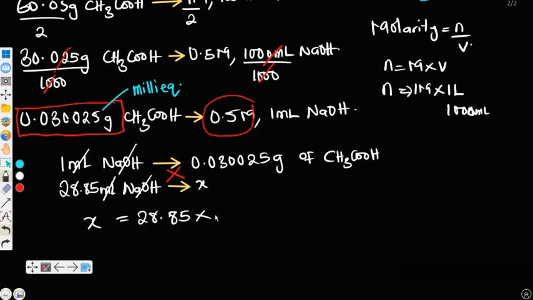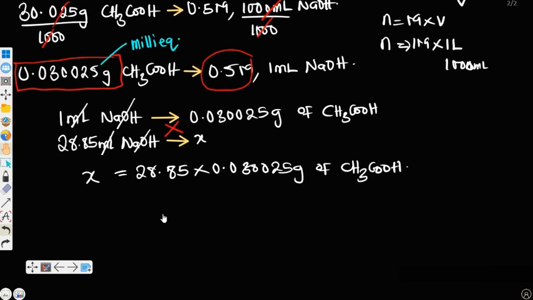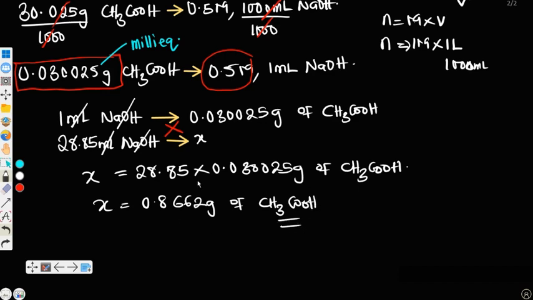28.85 times 0.030025 gram of acetic acid. What did that give to you? 0.86. It's on your calculator. Which is X is equals to what? 0.8662 gram of acetic acid. So it means the real amount of acetic acid that was in that 20 ml was what? 0.8662 gram. I'm going to show to you.